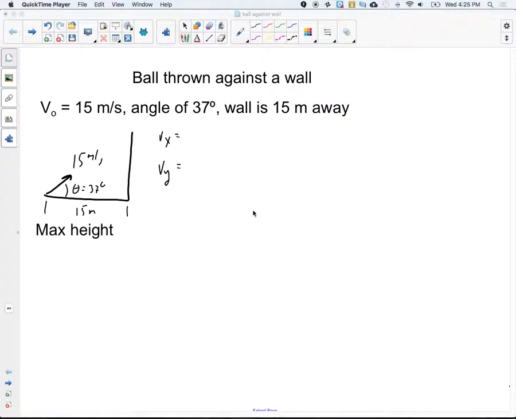Okay, so you have a ball thrown against the wall. The initial velocity of the ball is 15 meters per second. The ball is thrown at an angle of 37 degrees to the horizontal. The wall is 15 meters away.